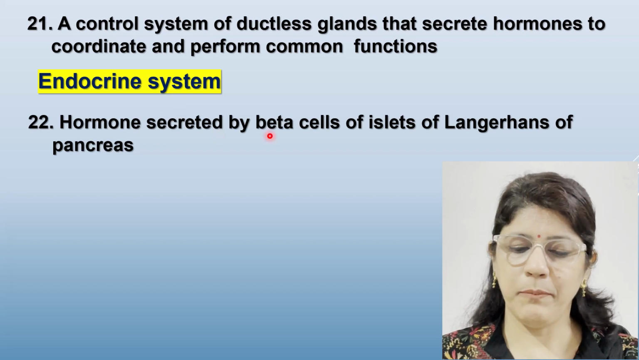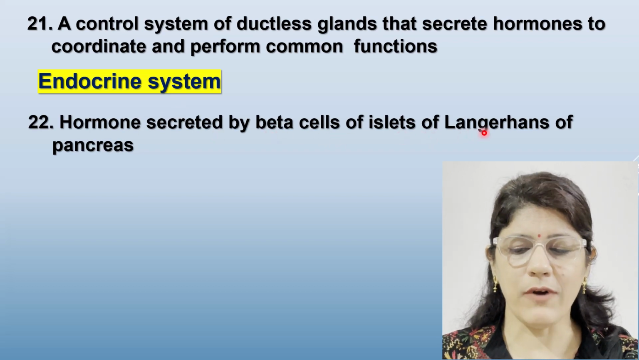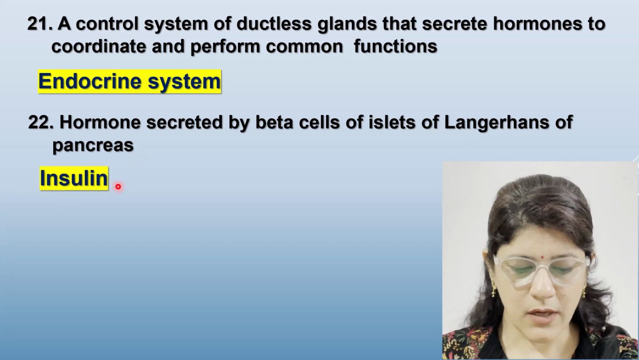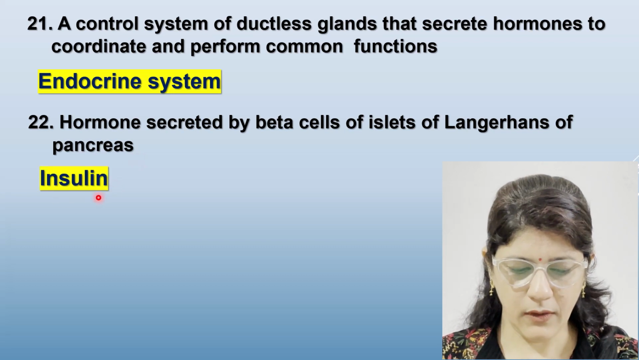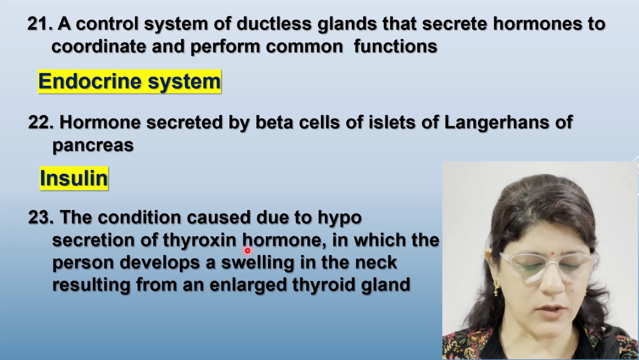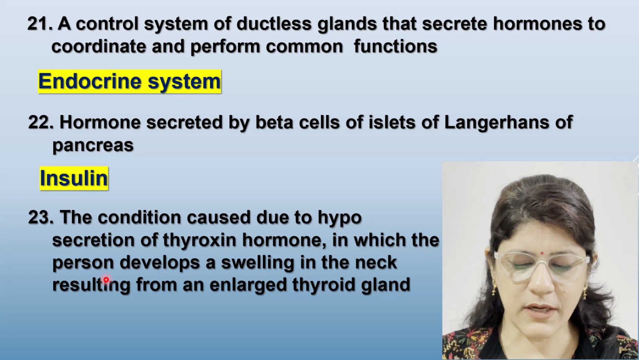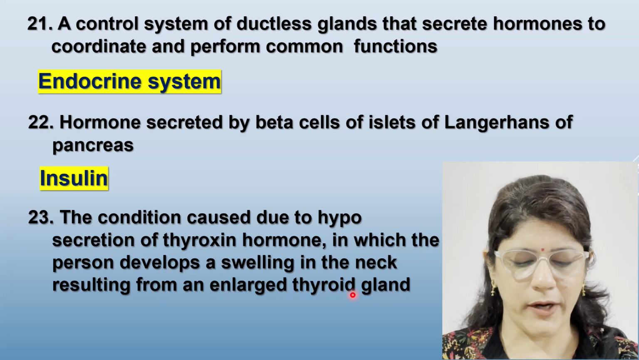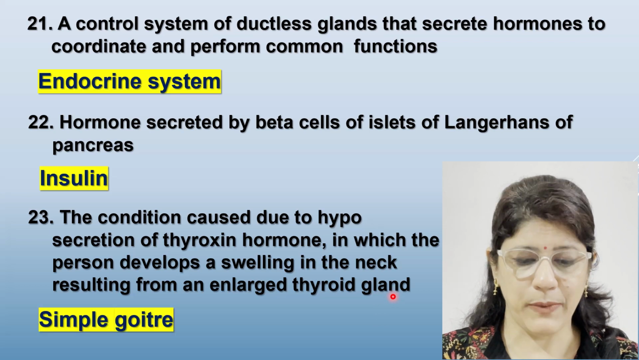Hormone secreted by beta cells of the islets of Langerhans of the pancreas, and we know this hormone is insulin. A condition caused due to hyposecretion of thyroxine hormone in which a person develops a swelling in the neck resulting from an enlarged thyroid gland, and this is simple goiter.